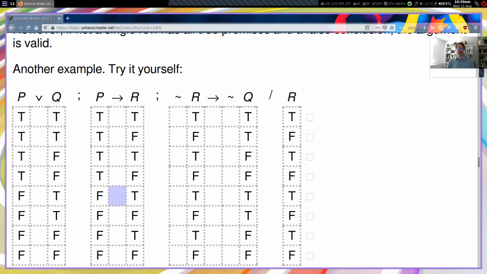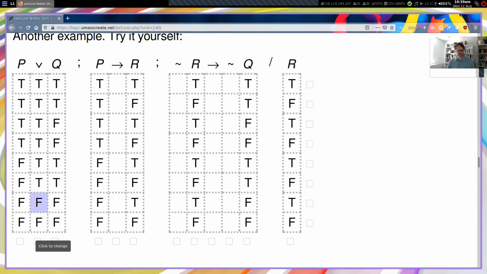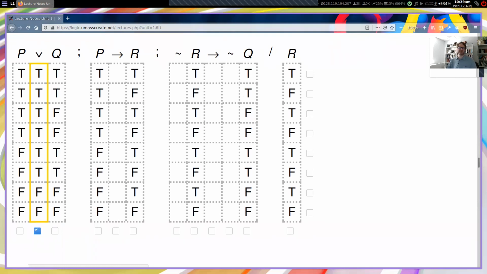Now we can fill in these tables. So true or true is true, true or true is true, true or false is true, true or false is true, false or true is true, false or true is true, false or false is false, false or false is false. You'll notice when you do these a lot, you get faster as you go, but you also notice patterns that emerge in the table, especially in the bigger tables.